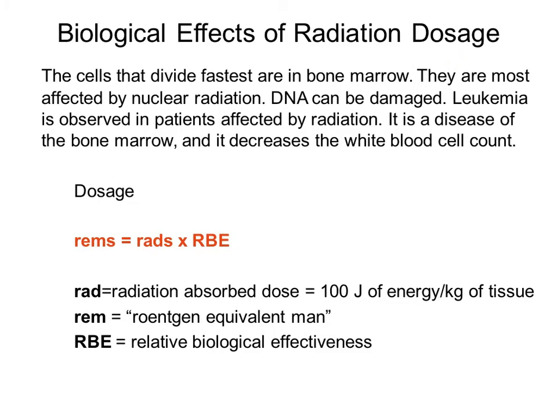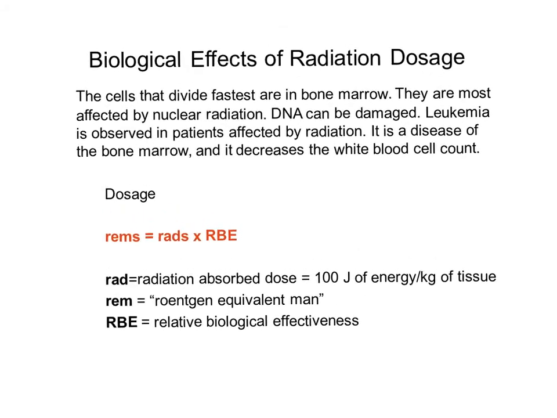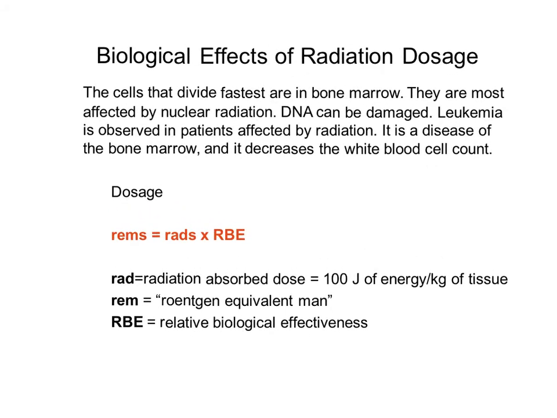Okay, come back to that. So here is information if you happen to be like a radiation technician, you might be interested in how much radiation you can tolerate before getting leukemia. So the idea here is that the cells that divide fastest are in the bone marrow, and they're the ones that are most affected by radiation. You can get mutations that way. The DNA can be damaged. So leukemia is the disease associated with cancer of the bone marrow. And you know about it because it's got a white blood cell count decrease.